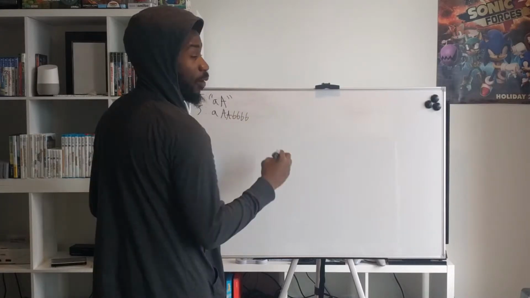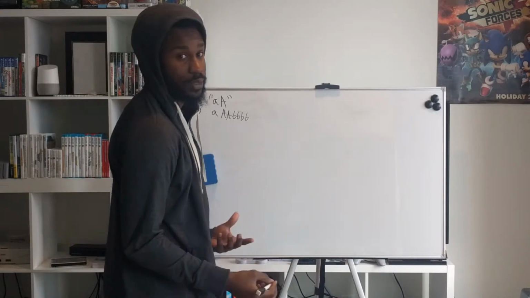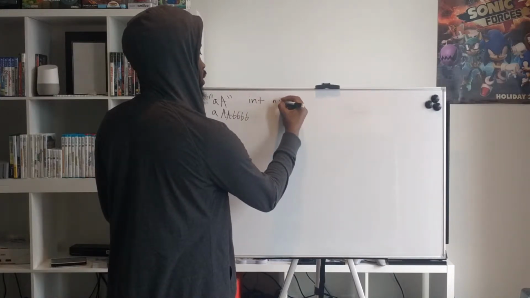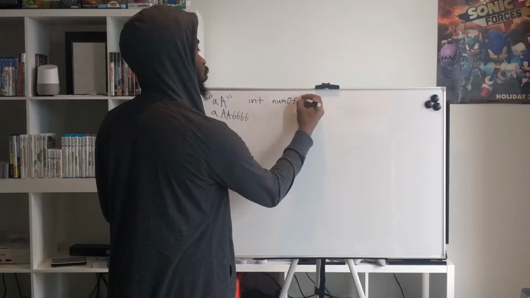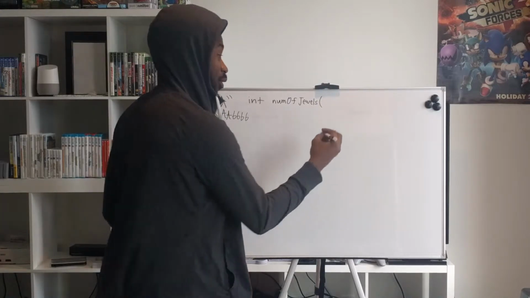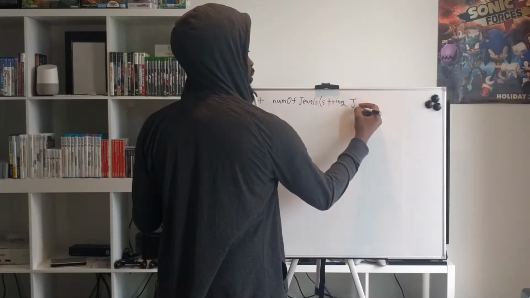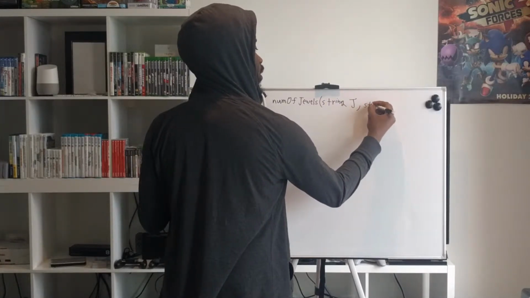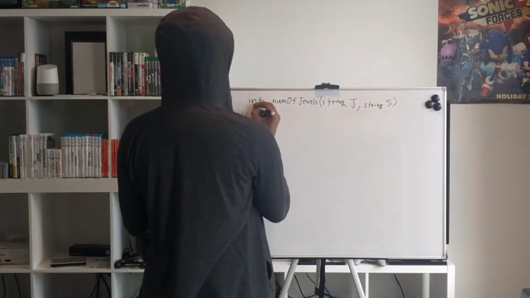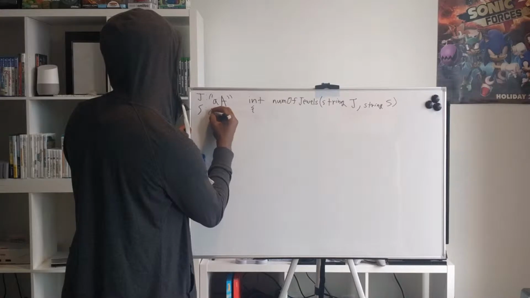Also, the return value is just going to be the count of jewels that you have in your collection of stones. So we'll return an int, right? And we'll call this num of jewels. And it takes two strings. We're going to call the one with jewels J, and the string of stones is going to be called just S. Maybe I should make this a little bit smaller so it's not taking up too much space on my screen. You feel me?